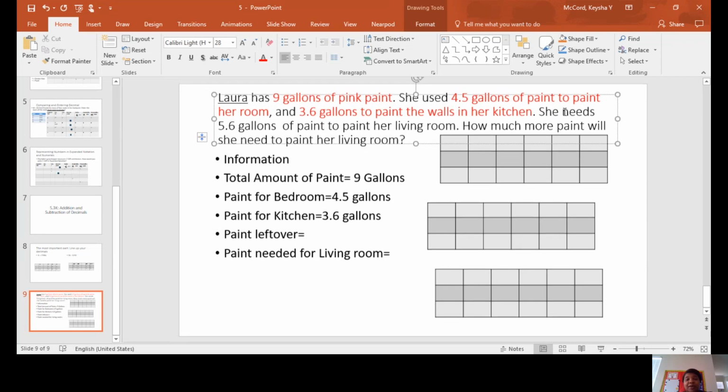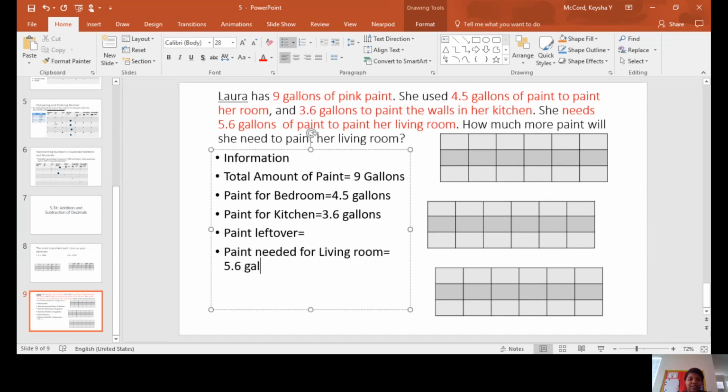So that means she's going to paint another room. And this is how much paint she needs. So for her living room, she needs 5.6 gallons. How much more paint will she need to paint her living room?